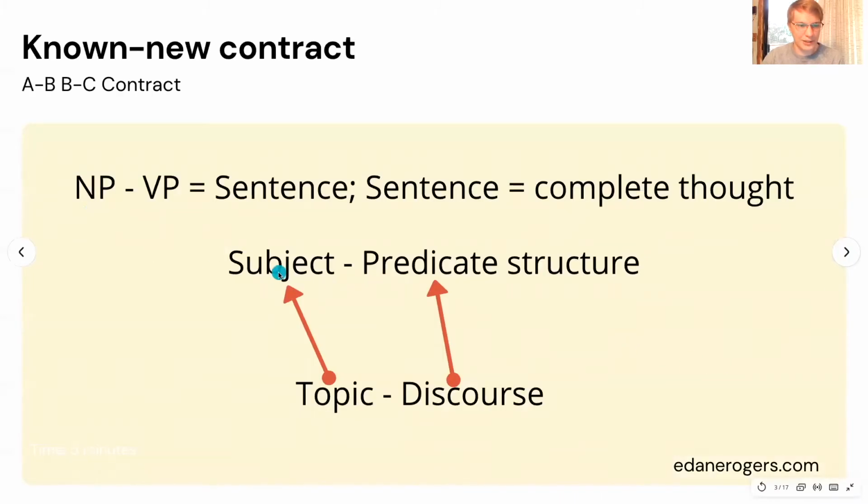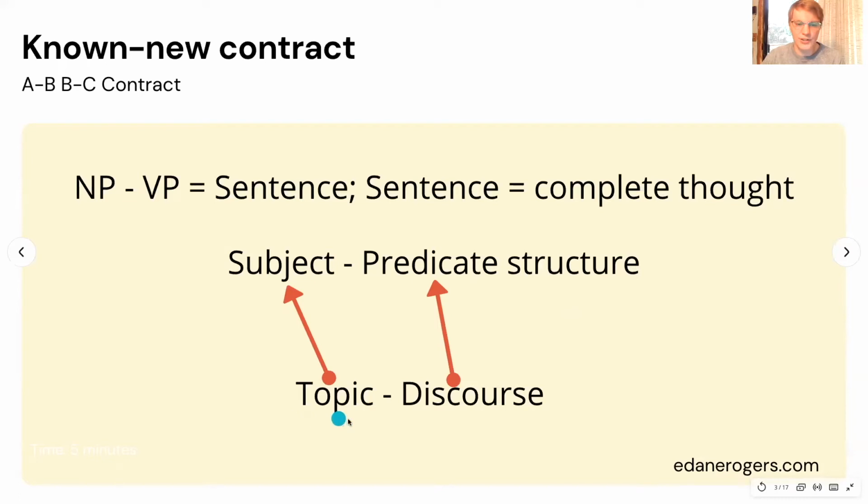So for example, here we've got the subject. That's going to be our known element. When you introduce your sentence, the most neutral form for a sentence in a paragraph is going to be to put the known information in the subject. The new information will be in the predicate following the verb.